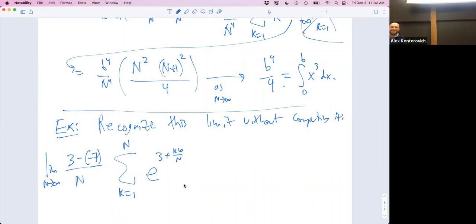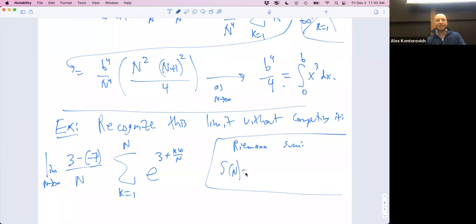How do you make sense of this? Okay, scratch your head. What's going on? Does it look like something that we know? Remember what the Riemann sum is. The Riemann sum, the finite sum for any function, this S of n, is a sum as k goes from 1 to n. b minus a over n is the width, and the height is f of a plus k times b minus a over n. Right? That's the height of the kth rectangle.